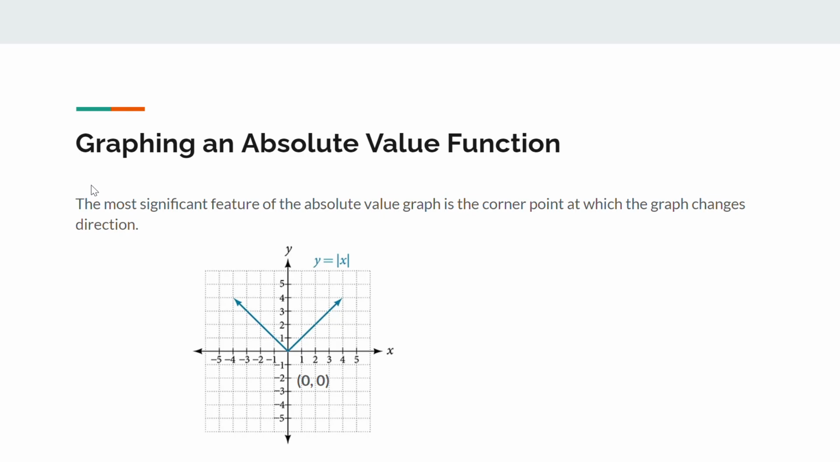So next up, we've got graphing an absolute value function. The most significant feature of the absolute value graph is the corner point at which the graph changes direction. For instance, we've got the example here, y is equal to the absolute value of x. And the changing point, or the corner point, is going to be (0, 0), because that's where the graph changes its direction, right?